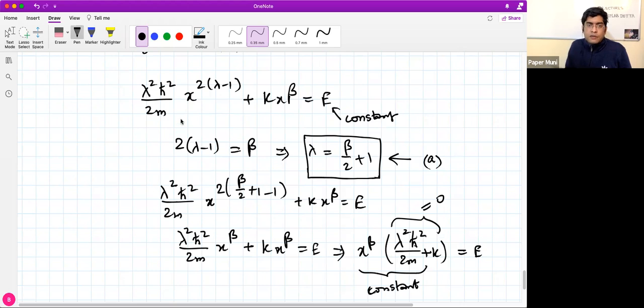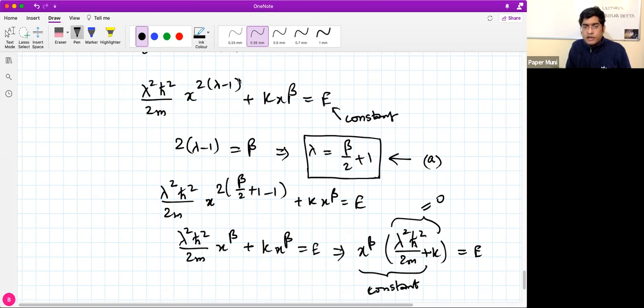Now we have this format, which is for large values of x. This is the dependency which we have. Now what we want is to make E a constant, because in the Schrodinger equation E is the constant. So we want this side also to be constant.